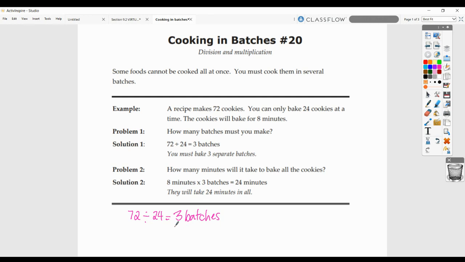So how many minutes would it take to do this whole process? Well, after 8 minutes, we take out our first batch, we put our second batch in, and then do the same process over. Each batch takes 8 minutes. So you would multiply the number of batches by 8 minutes, and that will give you the total for the whole cooking or baking process.